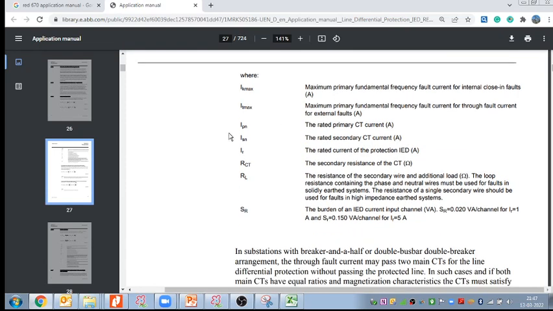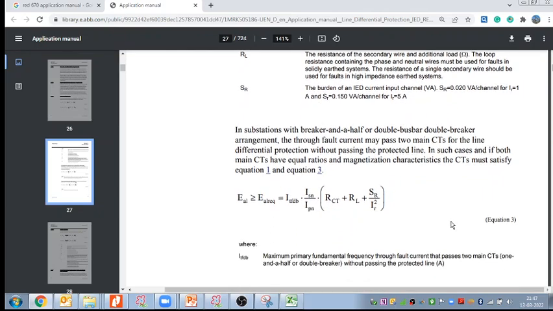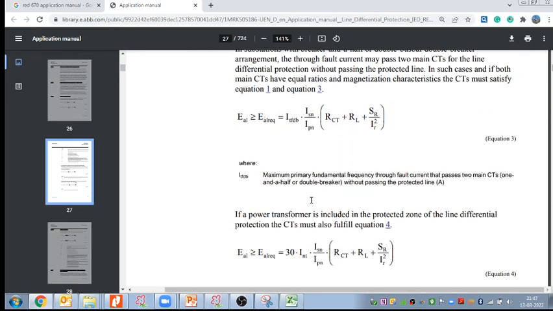IP is the primary current, ISN is the secondary current, IR is the rated current of the relay, that will be the ISN, RCT is the CT resistance, RL is the lead resistance, SR is the relay burden. So what is the relay burden? SR is the burden of the current input channel, in VA. SR is 0.020 VA per channel for IR of 1 ampere. So SR will be 0.20 because my IR is 1 ampere, right? Equations 3 and 4 no need to consider.